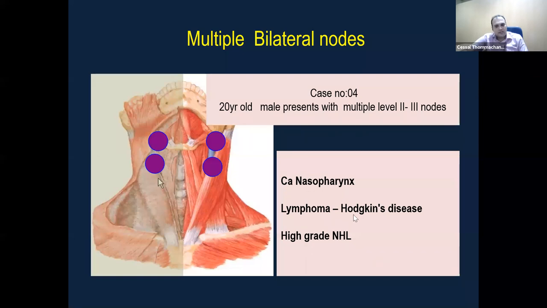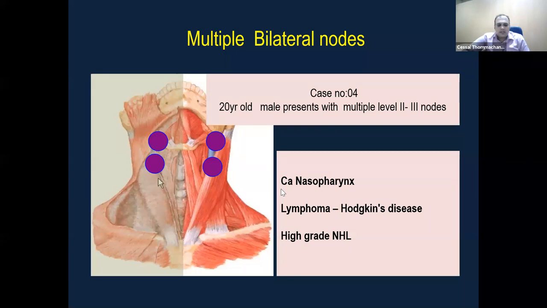In a Hodgkin's disease patient, you have to examine whether the patient is having generalized lymphadenopathy, or whether the patient is having only nodes confined to the neck, hepatosplenomegaly, B symptoms. High-grade NHL usually has a short history, the patient is having high counts, hepatosplenomegaly, maybe a mediastinal widening, and most probably this may be a lymphoblastic lymphoma. So these are the possibilities.